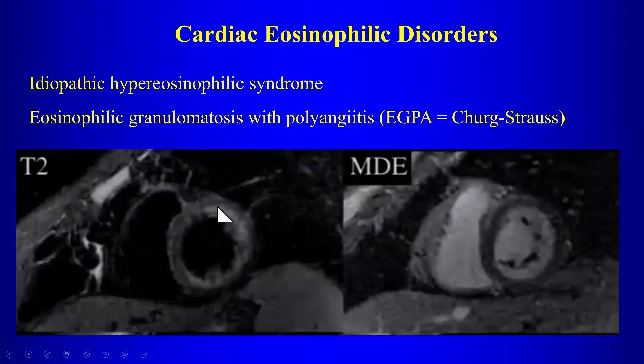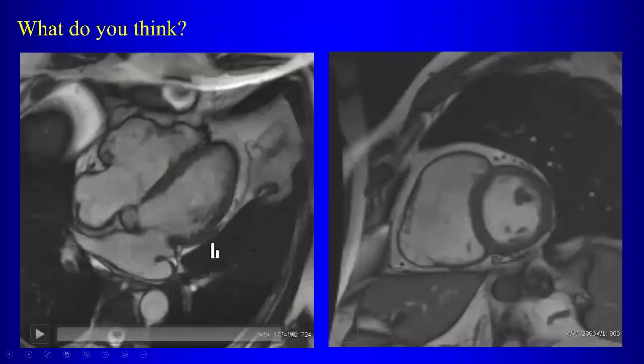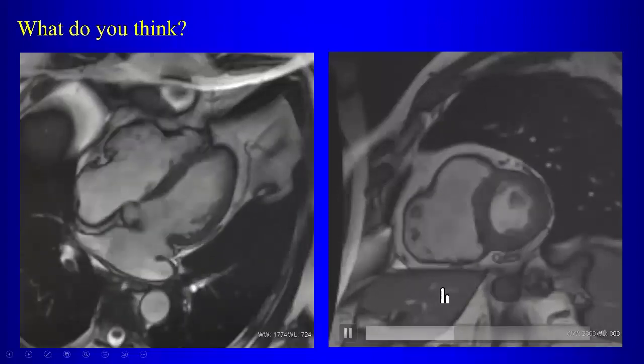They might have increased T2 signal along the subendocardium, enhancement in the subendocardium, and these dark areas then represent regions of thrombi that can also occur. There's an acute necrotic stage where you get tissue damage because of the eosinophil degranulation, a thrombotic stage where thrombi form along the damaged endocardium, and then that can go on to a fibrotic phase where patients develop restrictive cardiomyopathy. So chronic eosinophilic disorders, elevated eosinophils, can also cause damage to the heart and result in what we call Loeffler's endocarditis. Okay?